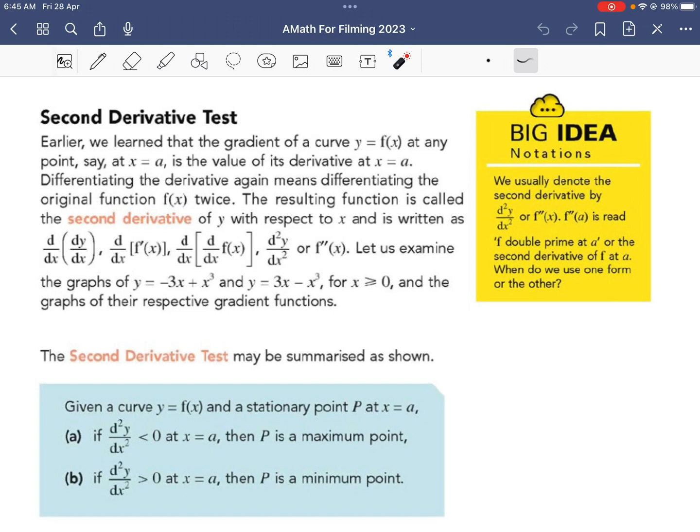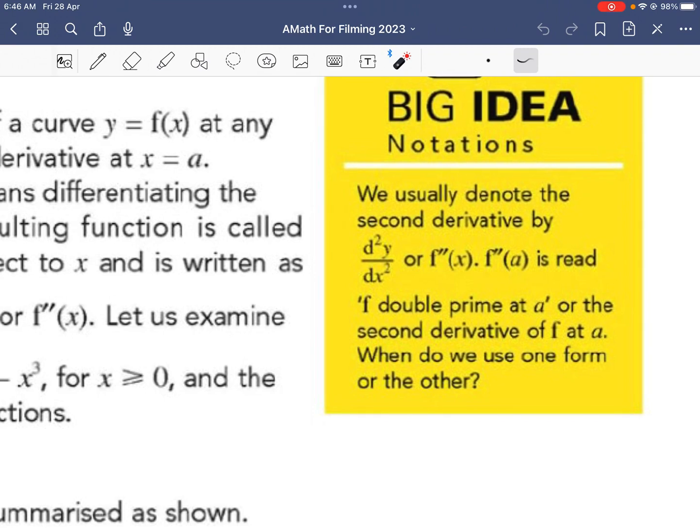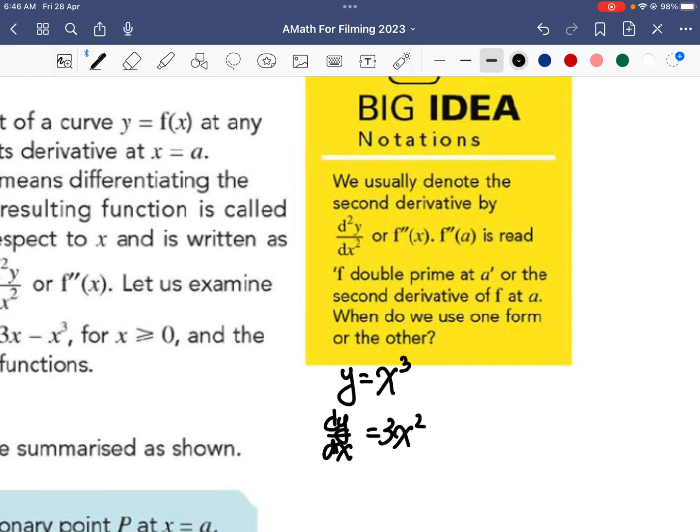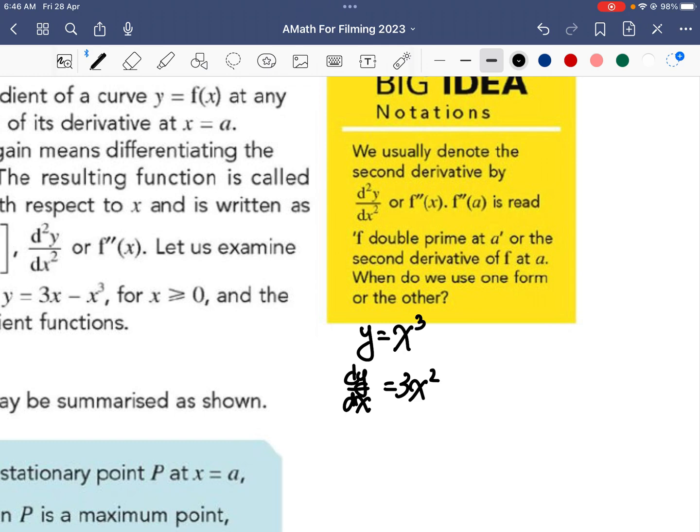First and foremost, let's look at the notations. What is the notation here? For example, if you start with a function y equals x cubed, and I differentiate it with respect to x, you get 3x squared. Now, if I differentiate one more time, what I get is something called the second derivative. So what I get here is 6x.